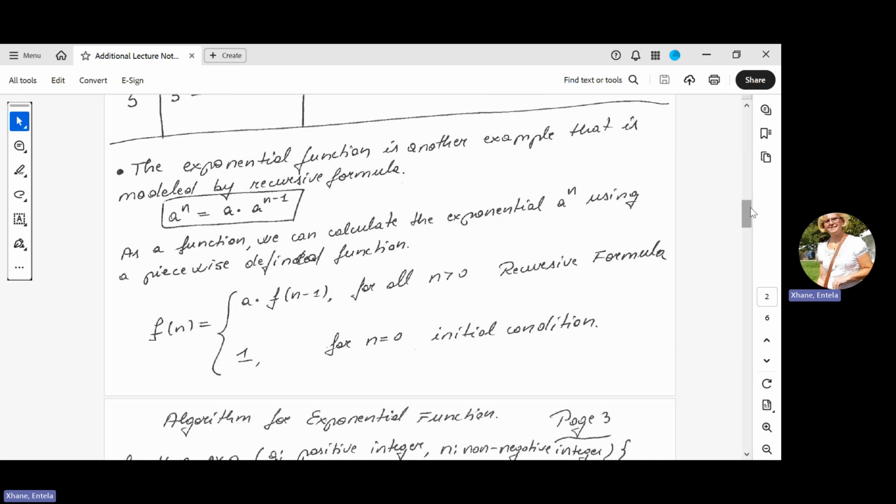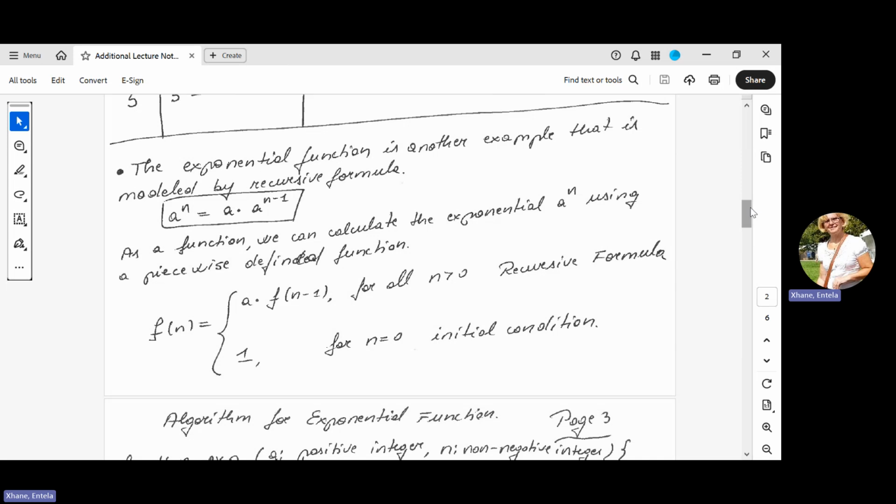Now, the exponential function is defined by a formula that is, again, a recursive formula, defined in the form of a piecewise function. If n is equal to 0, so remember n is the exponent of the exponential function, then f of n equals 1. In other words, if you have a finite base raised to the 0 power, the answer is 1. This is known as the initial condition.